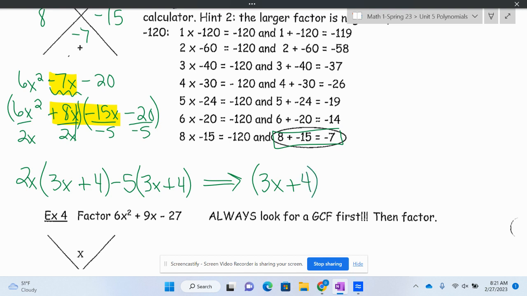3x plus 4 times what's left over. What do I have left over? 2x minus 5. Good job. 2x minus 5.